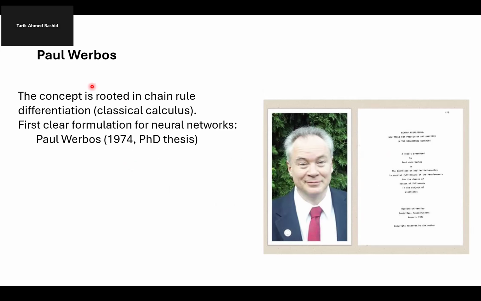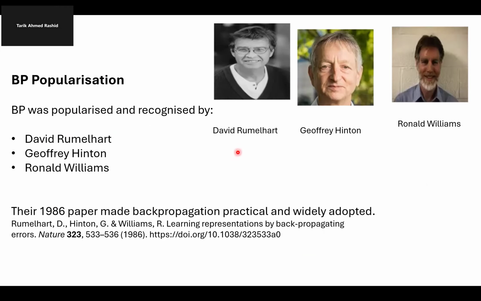Now, Paul Werbos was the first one who worked with chain rule differentiation, which is classical calculus. The first clear formulation of the network was by him, and he recorded this in his PhD in 1974. And then later on, David Rumelhart, Geoffrey Hinton, the father of machine learning, and Ronald Williams, the three of them, popularized and recognized it as the backpropagation algorithm.